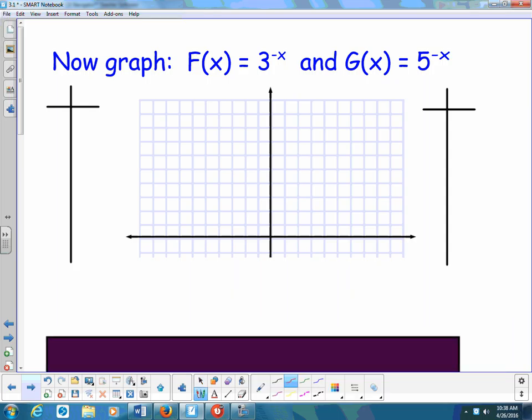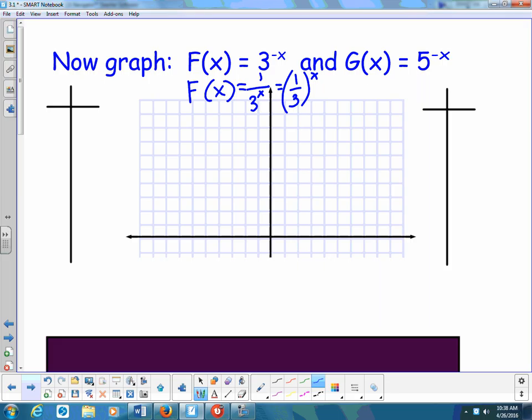For this one, if we're going to graph capital F of x as 3 to the negative x, let me put this side in blue. So capital F of x is 3 to the negative x, remember that's the same as 1 over 3 to the positive x, which is the same as 1/3 to the x. Remember we said that the base can be between 0 and 1, or it can be greater than 1. In this case, this base here is between 0 and 1, right? And so in that case, that graph is going to look a little bit different. We're going to plot that.